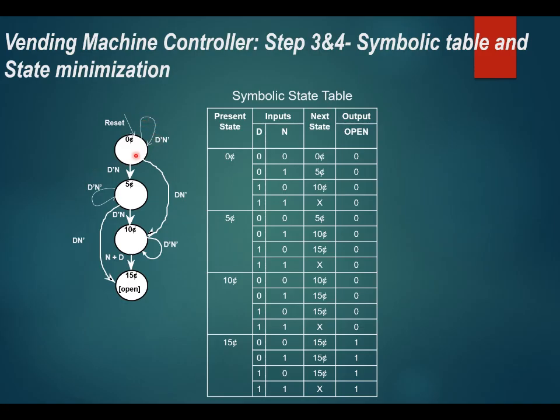Okay, D bar N, that means when there is one coin received, which is nickel, the 5 cent, then it will move to the next state. Okay, when 10 cent is received, it will move to the 10 cent state. Okay, same goes to the 5 cent. There's a situation when no coin is inserted.